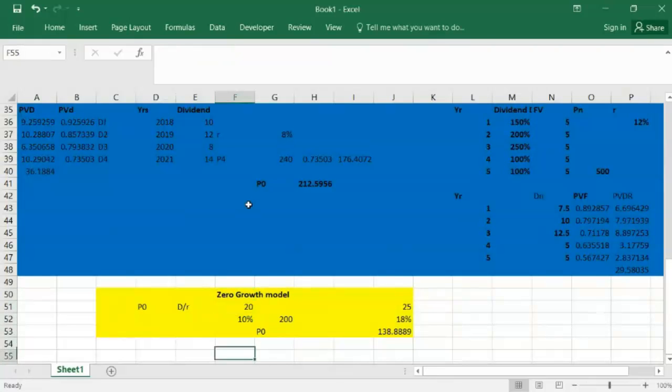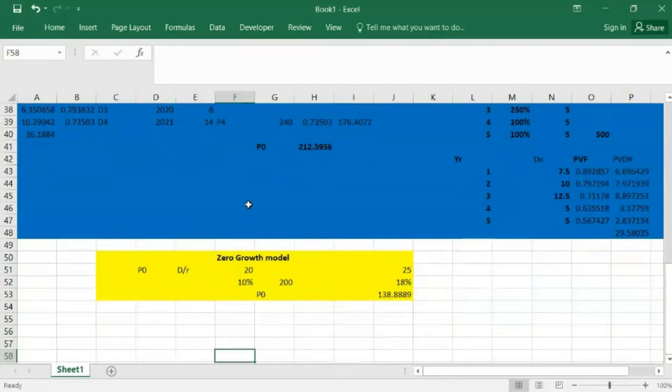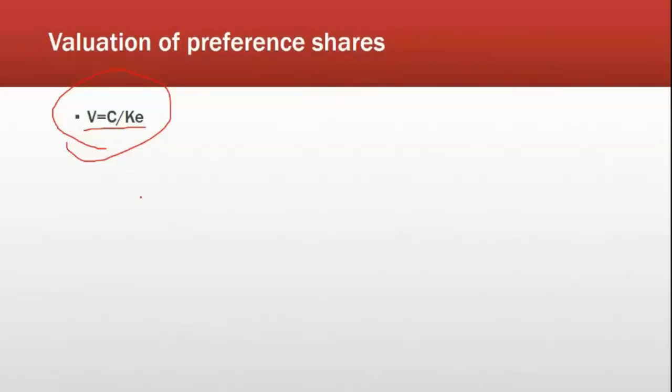And the zero growth model: in that particular problem, the growth rate is assumed to be zero. These kinds of models will be taken where the yield is not given in the problem. We can evaluate those types of securities based on what is available. A simple formula is given.